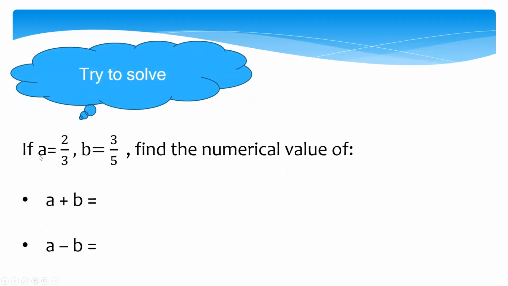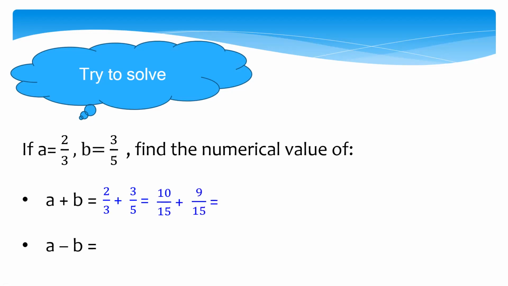For example, if A equals 2 over 3 and B equals 3 over 5, find the numerical value of A plus B and A minus B. To find the value of each of these expressions, we will substitute A by its value 2 over 3, and substitute B by 3 over 5. It will be 2 over 3 plus 3 over 5. We don't have the same denominator, so I will multiply the denominators by each other.